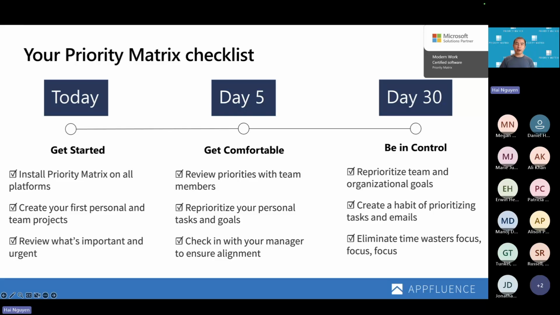This is where, once you're comfortable writing down your priorities, you start looking at them and finally realizing, wait a minute, these are the things I shouldn't do. These are the things I should focus on, and so forth. And then also check in with your manager to ensure alignment.